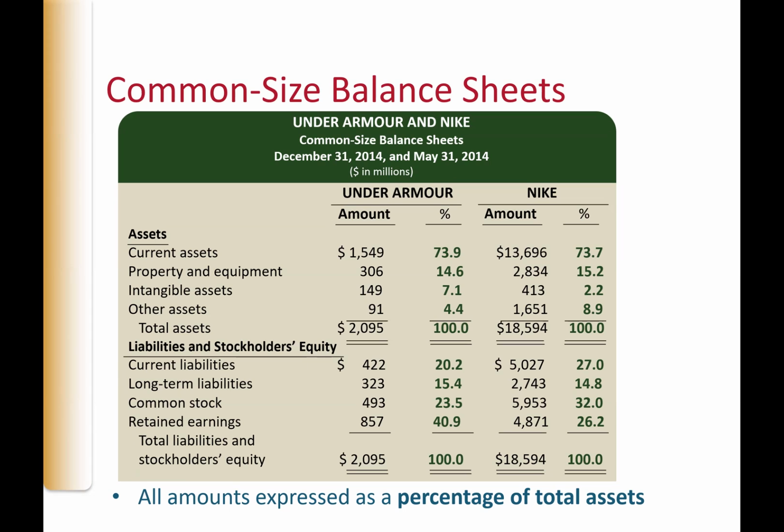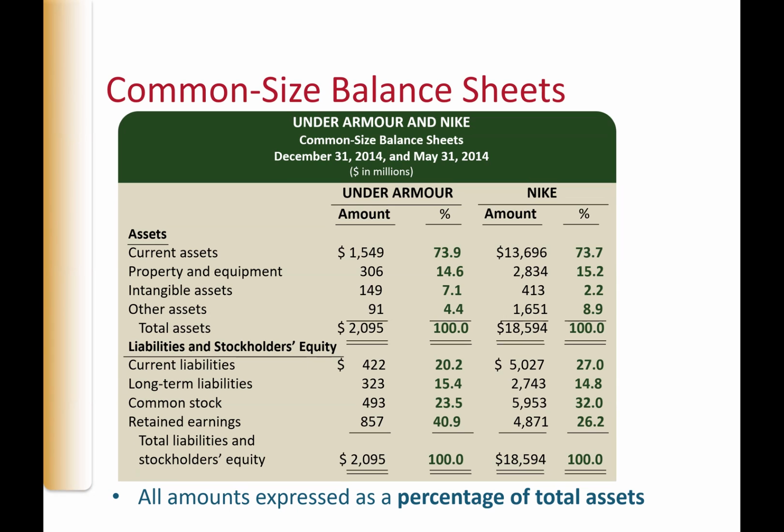I mean, I'm kind of talking my thoughts out loud here. There's so many different things we can look into with this company, but clearly with Nike, their current liabilities are greater than Under Armour's, which means they need the cash on hand to pay off those current liabilities as they come due.